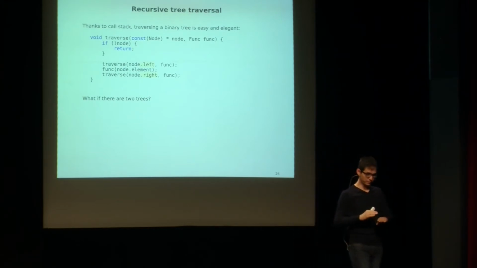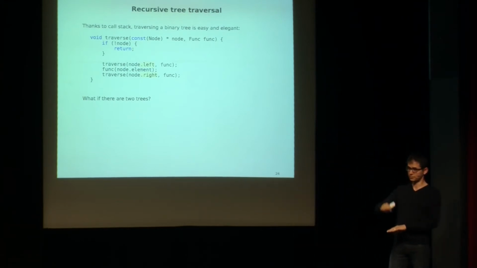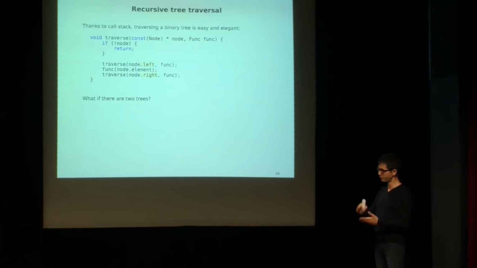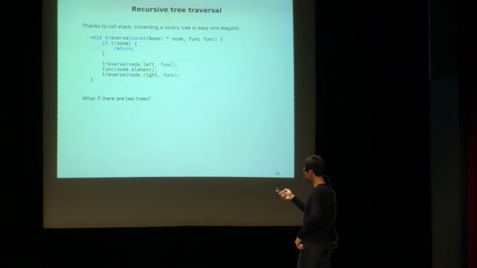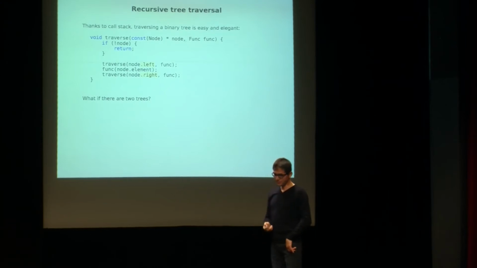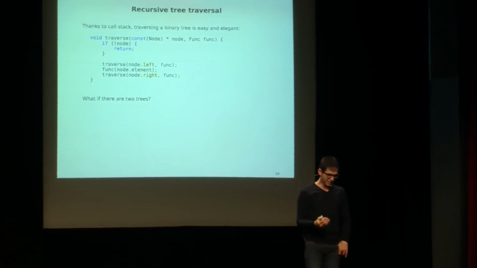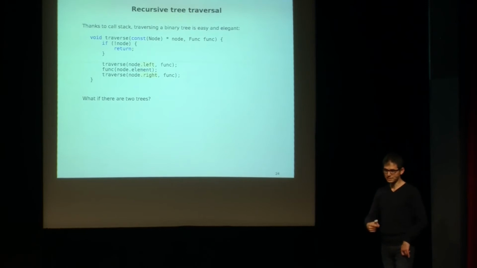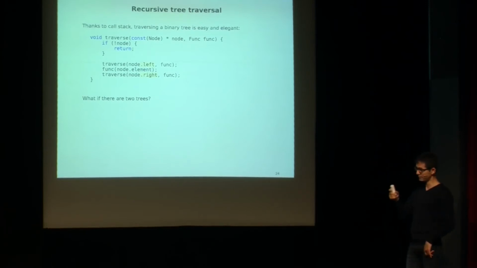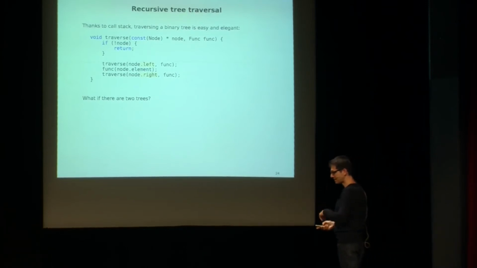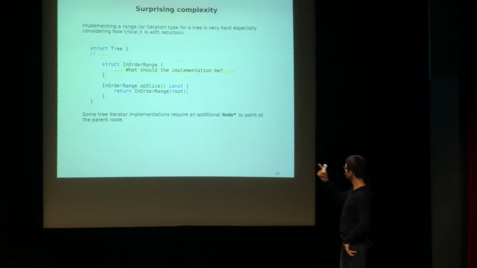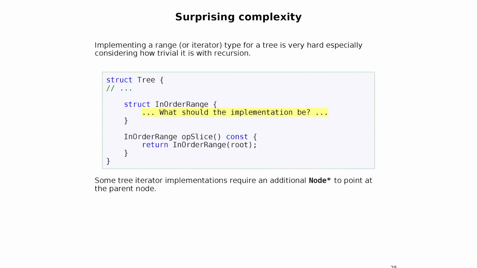Call stack takes care of only one traverse execution. Your recursive function is put on top of your current call stack. What if you have two? It's extremely difficult. So one thing I find striking is it's extremely simple to do recursive, one tree, but once you have a second one that you want to traverse, you can't do it recursively, and it becomes this very difficult task. Here I have a tree struct which has an opSlice that returns an in-order range.